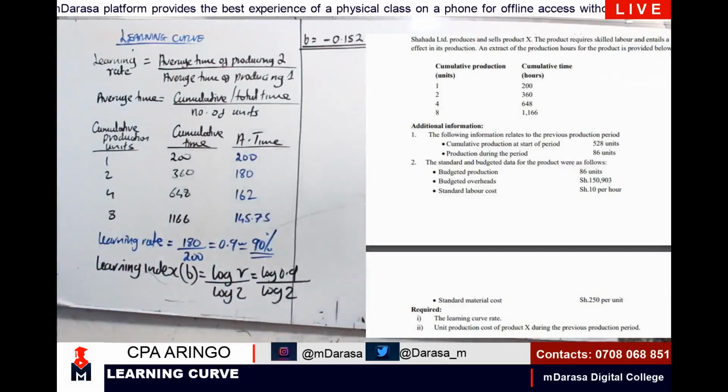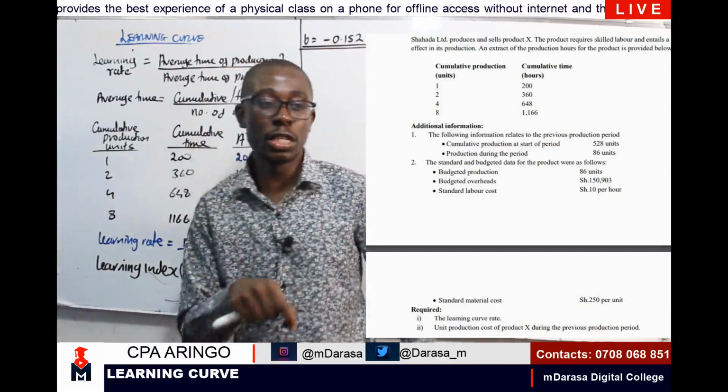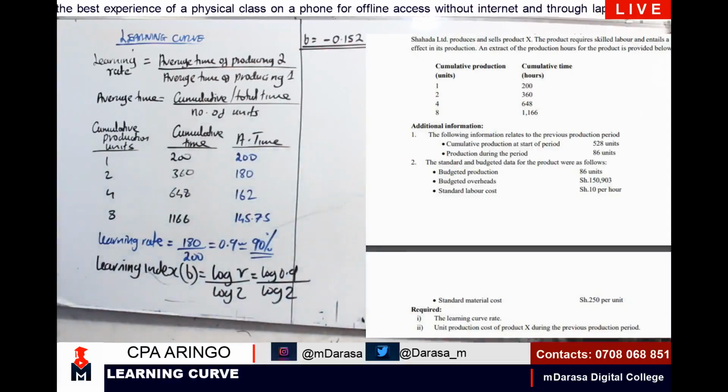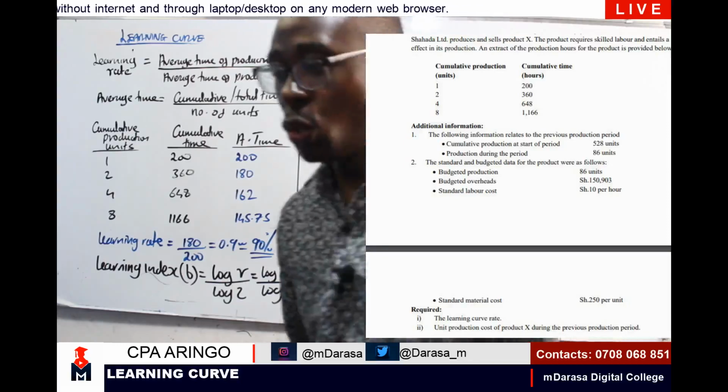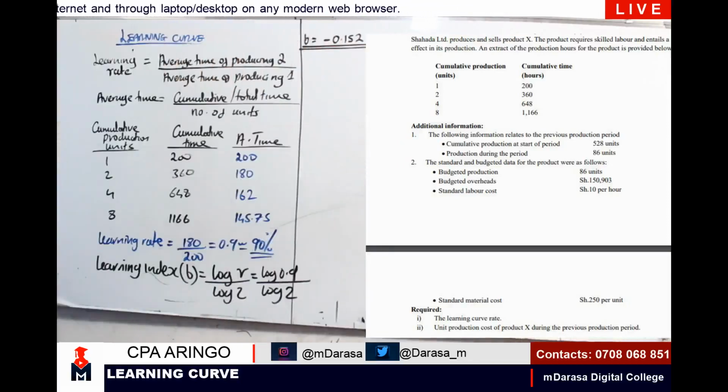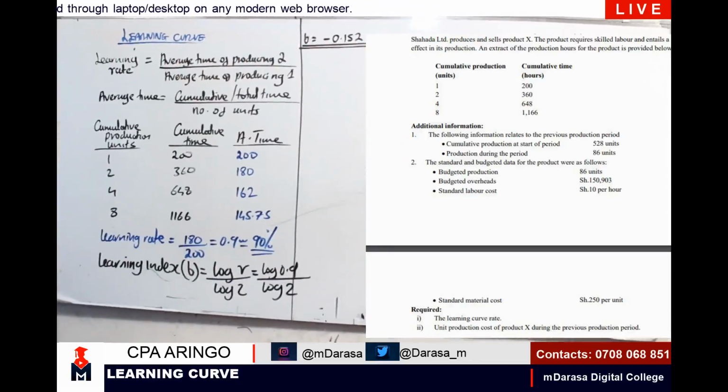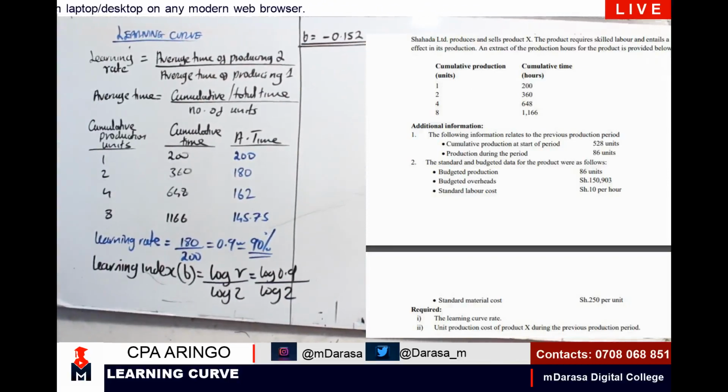So, given such a question, I believe that concept has synced in very clearly. We proceed to the second part. The second part of this question is what we were requested to do. My good student, this is what the examiner wanted us to do. The examiner here wanted us to prepare what? Unit production cost of product X during the previous production period. So unit production cost is what the examiner wants us to prepare.